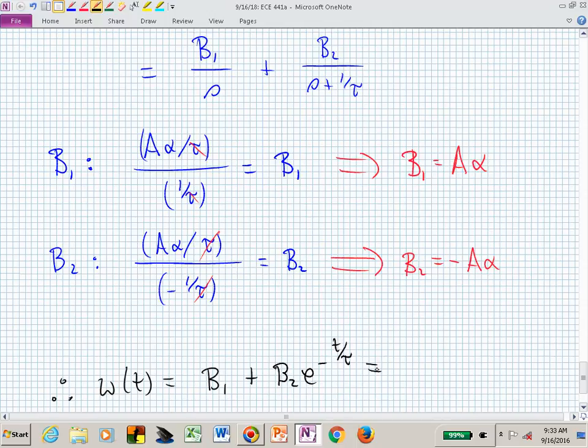We now know what b1 and b2 are in terms of the parameterized values in our expression for the system G and the applied input. They're just combinations of a and alpha. We can factor that out, and we now have a alpha times 1 minus e to the minus t over tau.